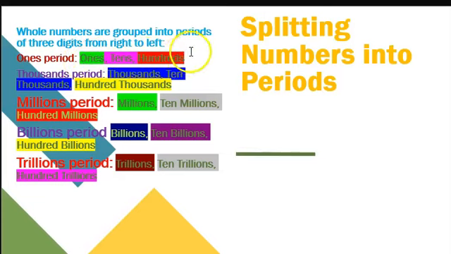Combine it again: 1,000, 10,000, 100,000. Next is million: 10 millions, 100 millions. Next is billion: 10 billions, 100 billions. And the last one is trillions: 10 trillions, 100 trillions. So if you understand this part of the ones period, then you pick the thousands, the millions, the billions, and the trillions. You are good to go.